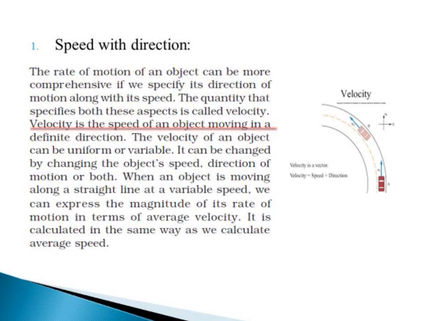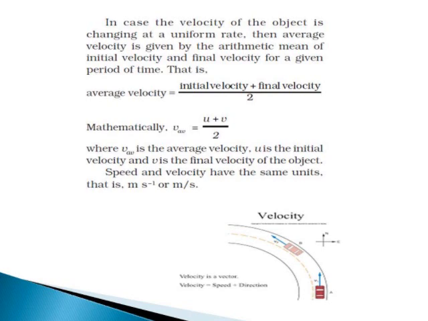When an object is moving along a straight line at a variable speed, we can express the magnitude of its rate of motion in terms of average velocity. It is calculated in the same way as we calculated average speed. In case the velocity of the object is changing at a uniform rate, then average velocity is given by the arithmetic mean of initial velocity and final velocity for a given period of time. That is, average velocity is equal to initial velocity plus final velocity upon 2. Mathematically, v_av is equal to (u plus v) upon 2, where v_av is the average velocity, u is the initial velocity, and v is the final velocity of the object. Speed and velocity have the same units, that is m s^-1 or meter per second.